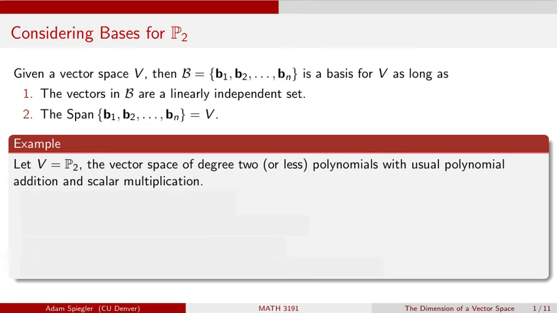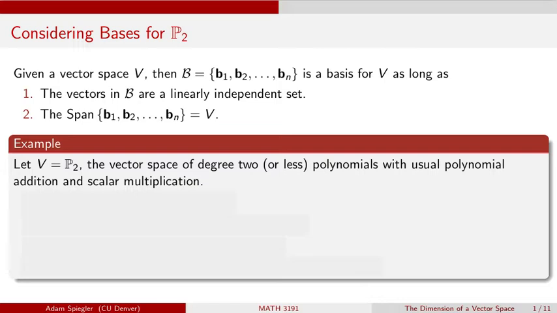All right, welcome everybody. So in this video, we are going to continue our work with bases. And in particular, we're going to formalize a result that you may have been thinking about informally, which is that given a vector space V, there is a unique number of vectors that form a basis for that vector space.